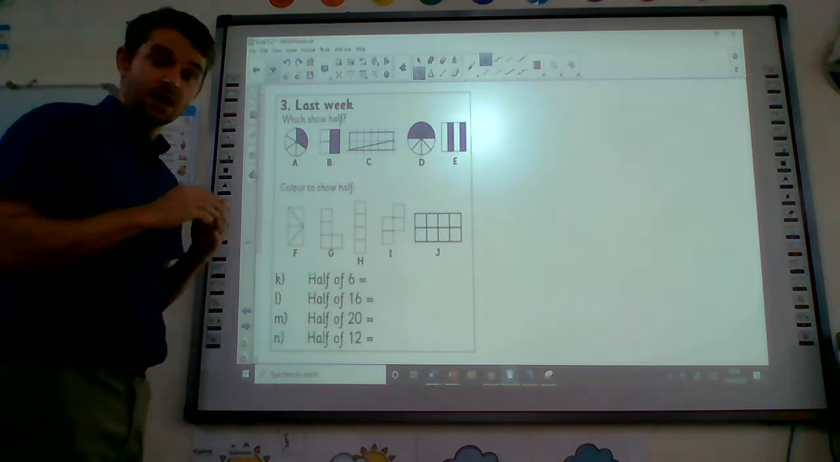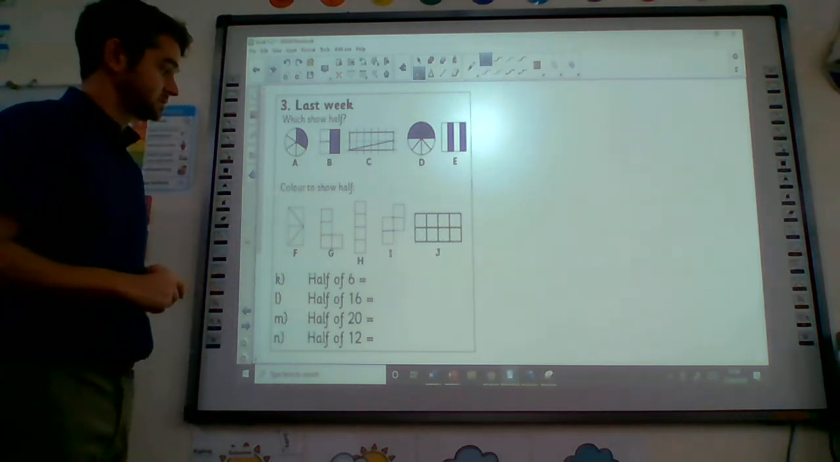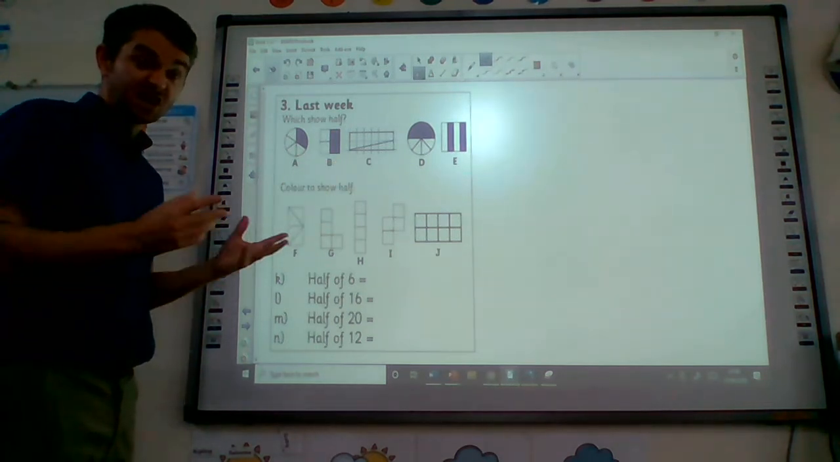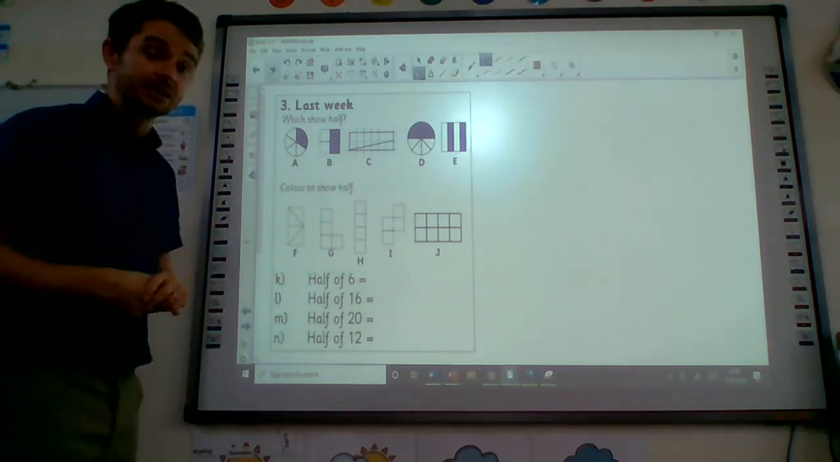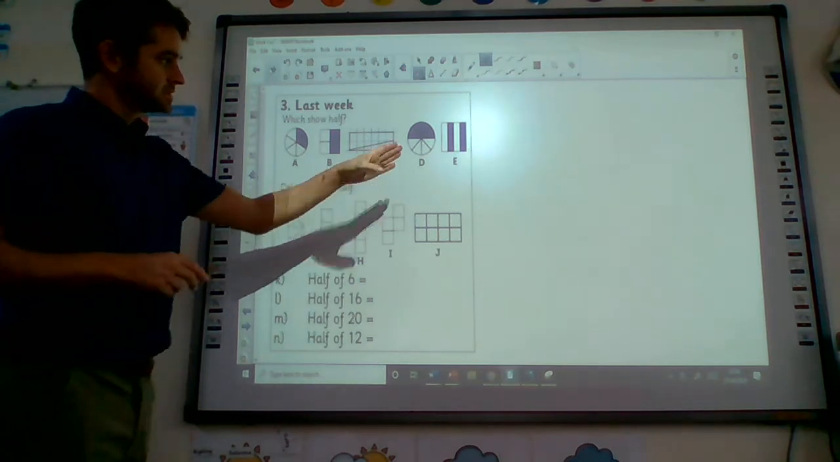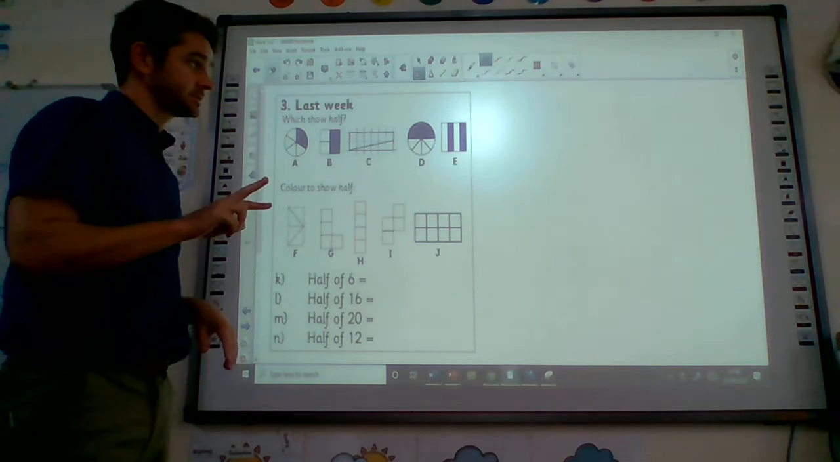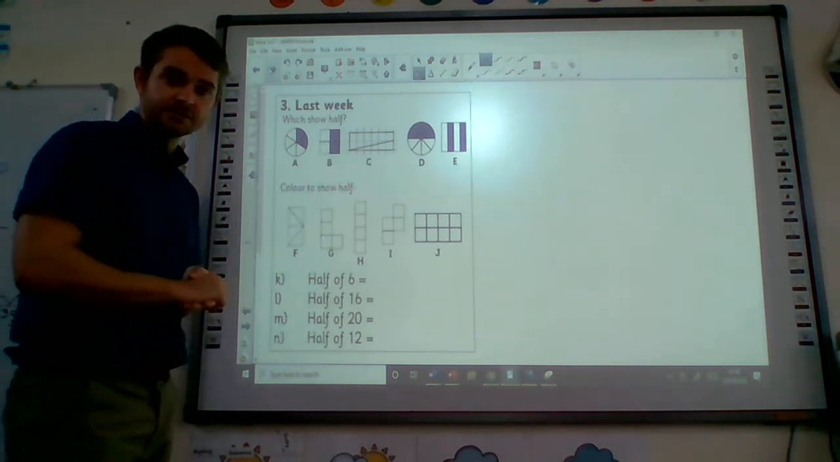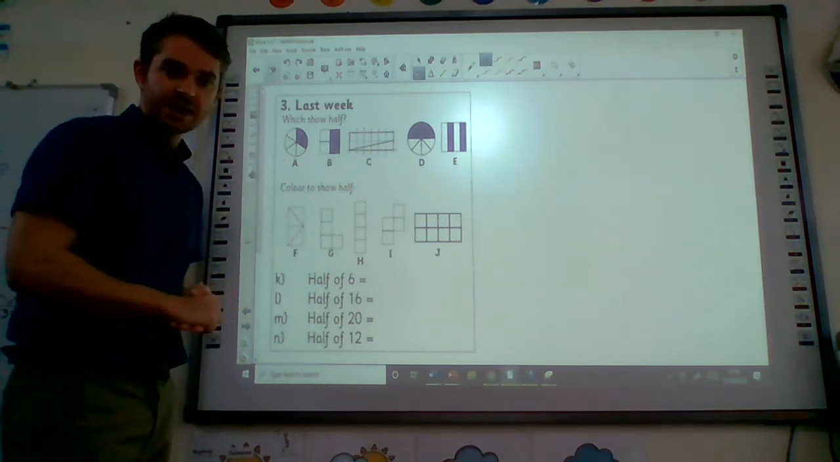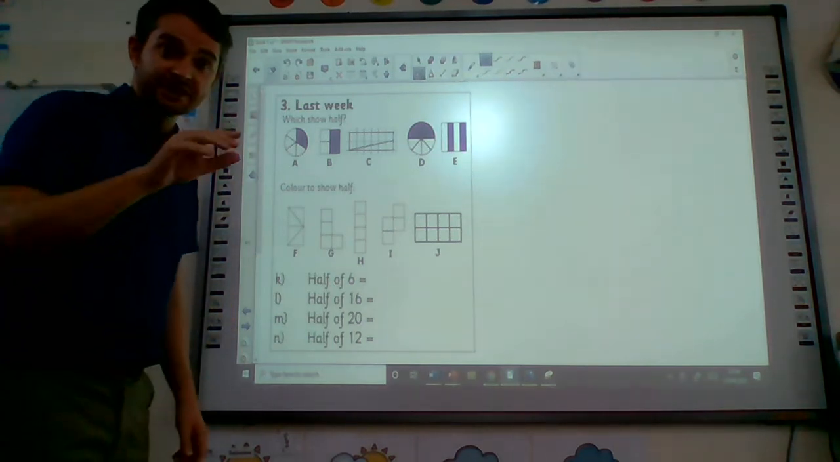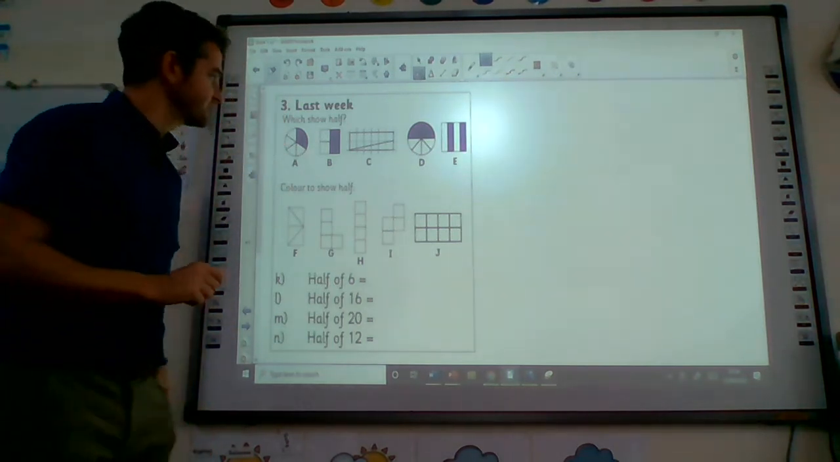B, are they 2 equal parts? C, none of it's coloured in, but is it split in half? D, are the blue and the white 2 equal parts? And the same for E. Hopefully you've had a go now. Now I'm going to circle the ones that show half. Get ready to tick your answers if you are right.